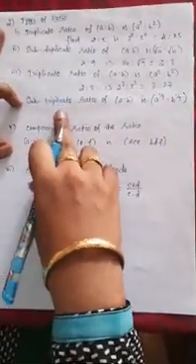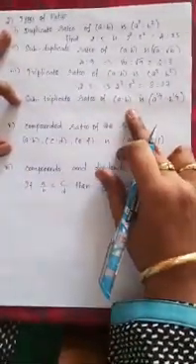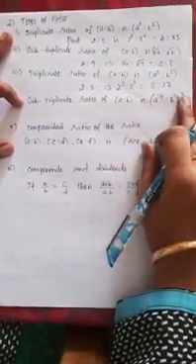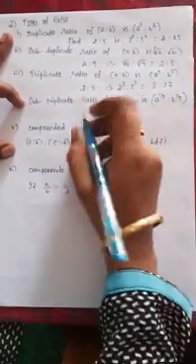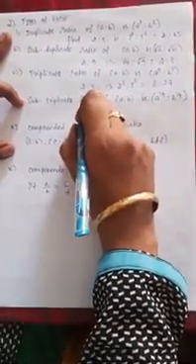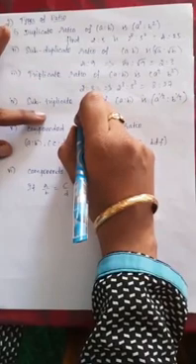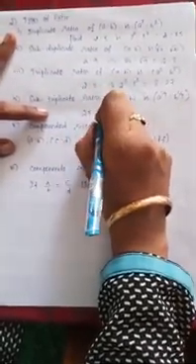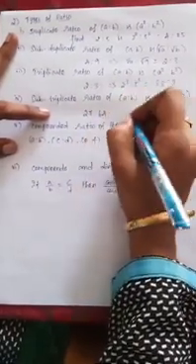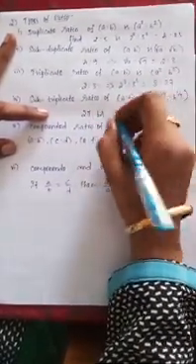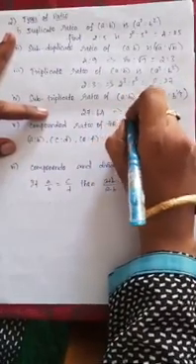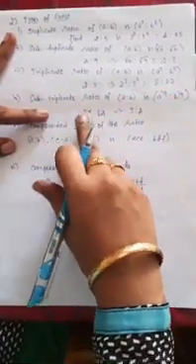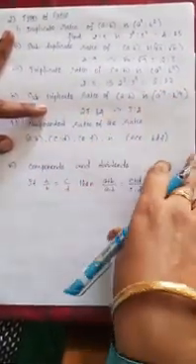And fourth one is sub-triplicate ratio of A is to B is A power 1 by 3 is to B power 1 by 3. For example, find the sub-triplicate ratio of 27 is to 64, which is nothing but taking cube root, we get 3 is to 4. So 3 is to 4 is the sub-triplicate ratio of 27 is to 64.